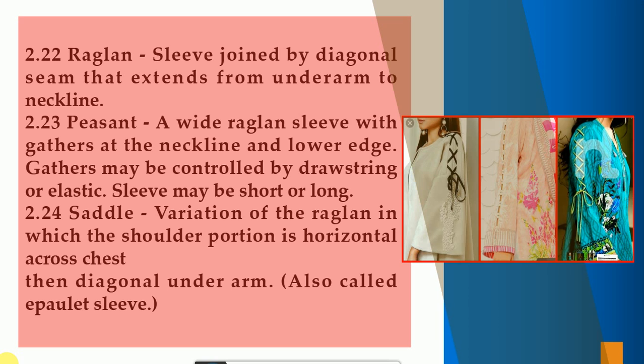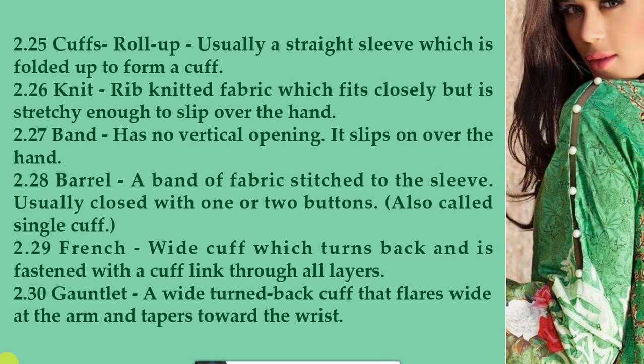2.24 Saddle, variation of the raglan in which the shoulder portion is horizontal across chest then diagonal underarm. Also called epaulette sleeve. 2.25 Cuffs. Roll up, usually a straight sleeve which is folded up to form a cuff.